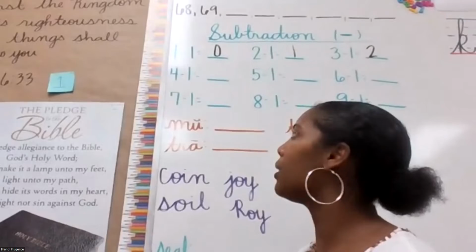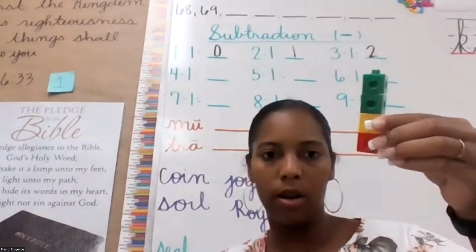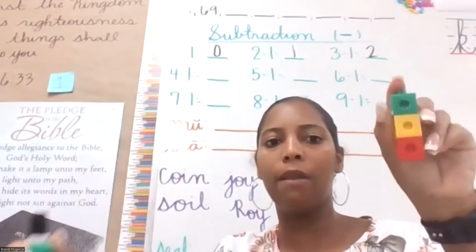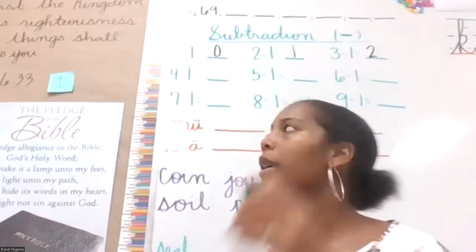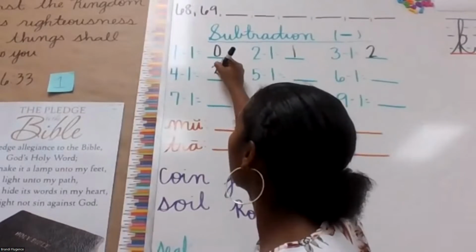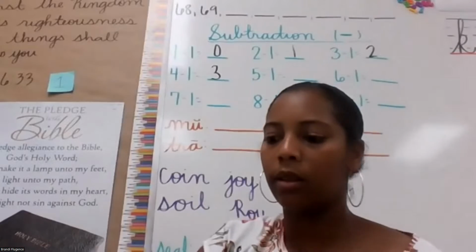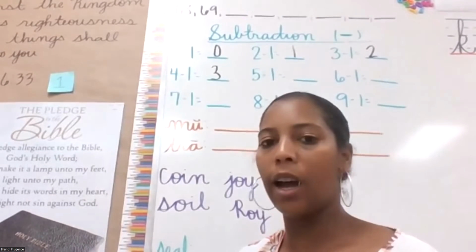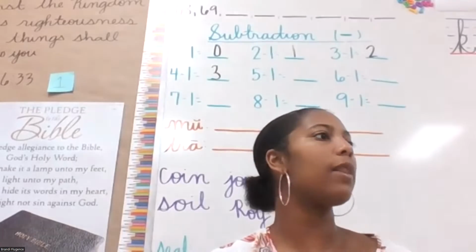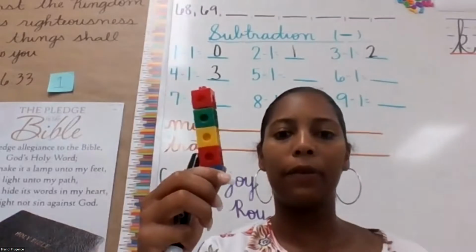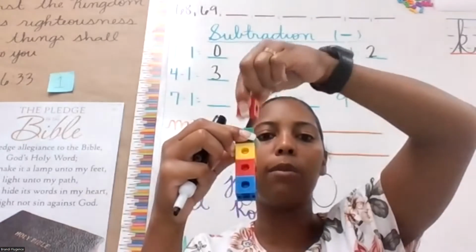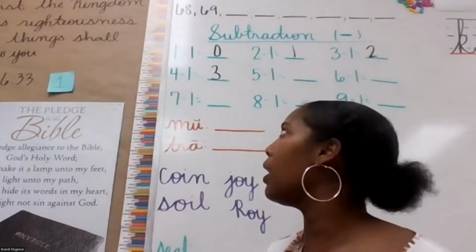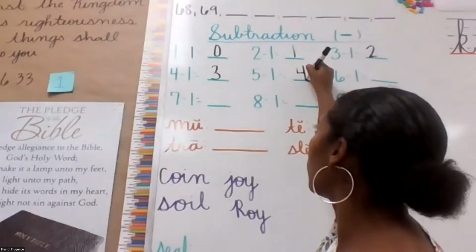Next, I have 4 minus 1. So I have 4, and I'm going to take away 1. How many do I have remaining? 3. 4 minus 1 equals 3. Next, I have 5 minus 1. So I have 5, and I will take away 1. I'm losing 1. How many do I have? 4 remaining. 5 minus 1 is 4.